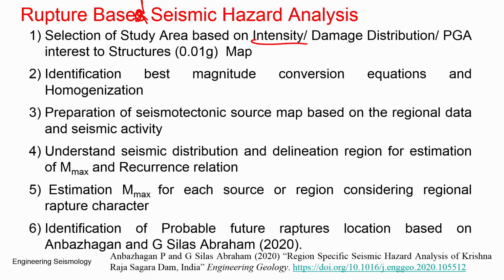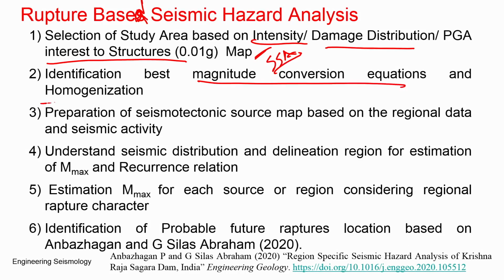Basically you consider intensity, damage distribution and then the structures available in the region, and take that as a seismic study area map. So distance, that is the one regional input you can consider. Then once you are done with that, you identify the best magnitude conversion equation for the homogenization.